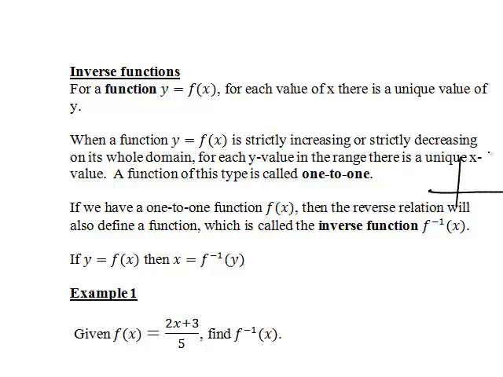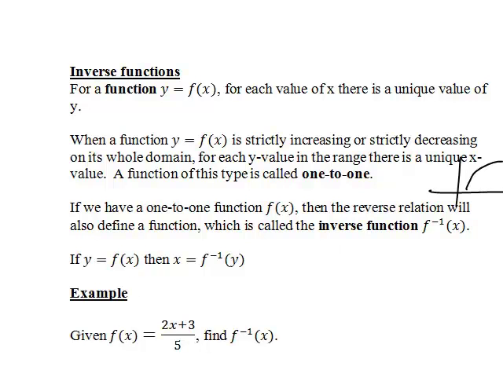For an example visually of such a case, you might have something like this picture here, which is an example of a strictly increasing function, because as x increases, y always increases. If we have a one-to-one function f of x, then the reverse relation will also define a function called the inverse function. This is often written with the notation f with a -1 superscript, f inverse of x. If y equals f of x, it follows that x will equal the inverse function applied to y. Let's look at how we can find an inverse function and then look at an interesting visual property of functions and their inverses.